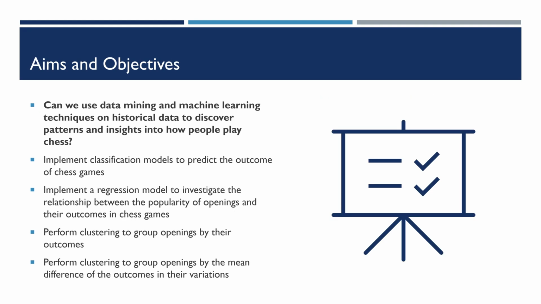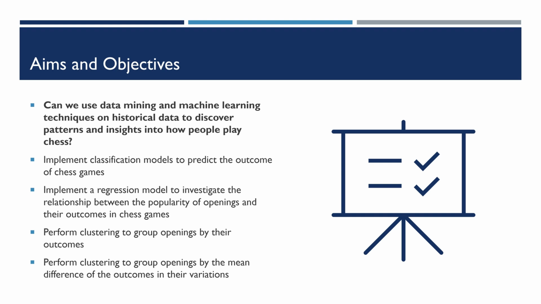The main question for our project is the following. Can we use data mining and machine learning techniques on historical data to discover patterns and insights into how people play chess? While there are many objectives, they can be summarised into 4. First, we want to implement classification models to predict the outcome of chess games. Accurate predictions would provide insights into what factors are the most important in determining the outcome of a game. This could help platforms like Lichess to improve the rating system, thus improving the user experience.